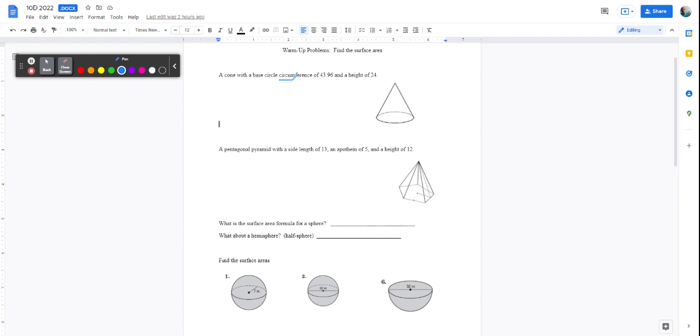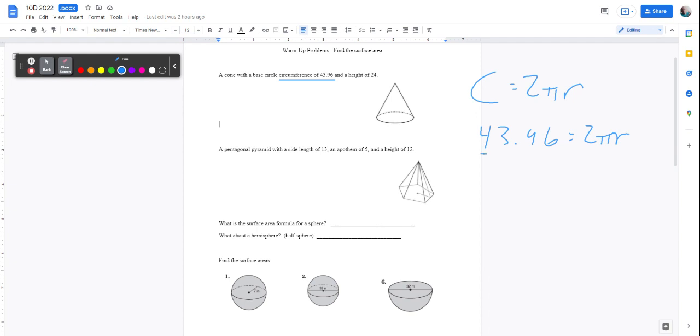Here we have a cone, and we know that the surface area of a cone is pi r squared plus pi r l. We don't know the radius and we don't know the slant height. However, the circumference is 43.96, and the circumference is 2 pi r. So 43.96 is equal to 2 pi r. And so what we're going to do is find the radius.